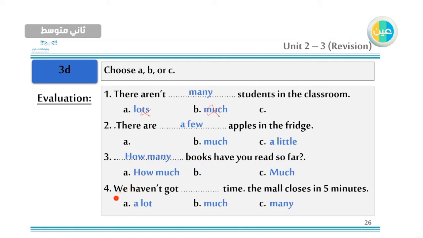Alright, now let's go to number 4. We haven't got blank time. The mall closes in 5 minutes. Okay, so we haven't got a lot time, or we haven't got much time, or we haven't got many time. So time is uncountable, and a lot can fit here, but it misses an important part, which is of. We can say we haven't got a lot of time, but there is no of in this one, so this is not correct. Can we say much? We haven't got much time. Of course we can, so the answer is B.